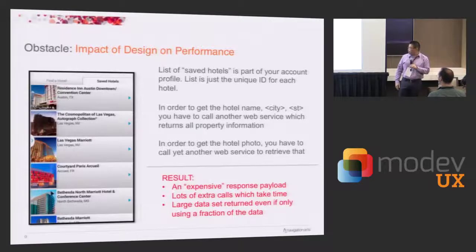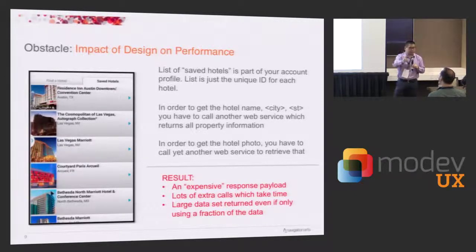So here's an example that we had. This is a simple one, saved hotels. If you're a member, you can save up to 20 hotels into your account. Once you log in, you can get the photo of the hotel, the hotel property name, and the location. Simple, right? 20, easy. Well, in order to create that list right now, using just pure web services, you're calling 3 different web services just to do this one particular list.